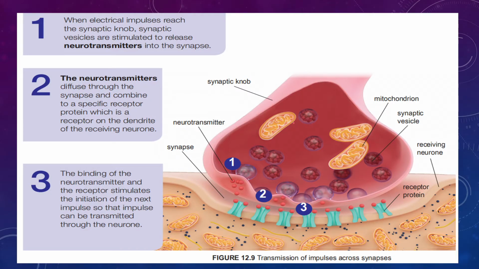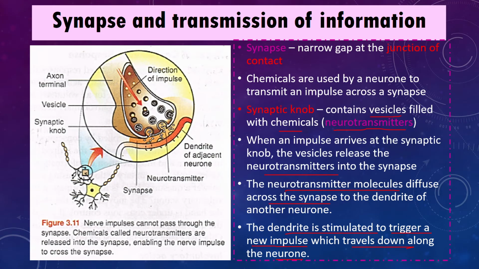It says here, this one is in your textbook, figure 12.9, transmission of impulses across synapses. So you can see a lot of mitochondria here. Okay, this illustration clearly shows you the presence of mitochondria, and you can see that this is the membrane. Okay, the membrane has got this receptor protein. Okay, this is the receiving neuron ataupun neuron yang the adjacent neuron just now, yang ini.